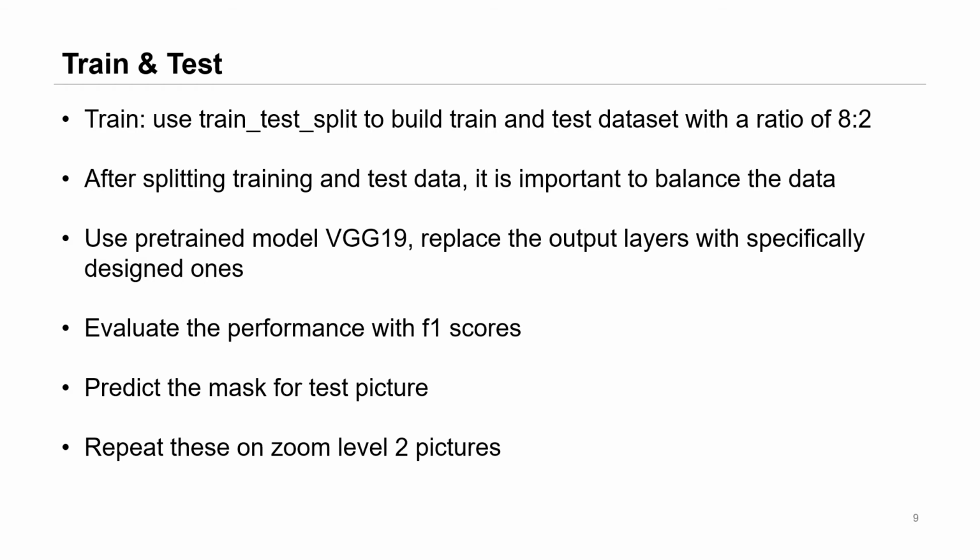And next, after doing the training and the evaluating steps, we do the predictions. Here the prediction is done using a new picture which is not included in the train and evaluation set. We apply the prediction on this new picture and produce a new mask for it. After that, we repeat all the steps introduced for zoom level 2 pictures, so we can obtain more performance results.